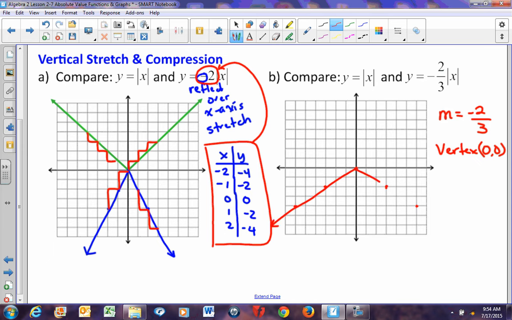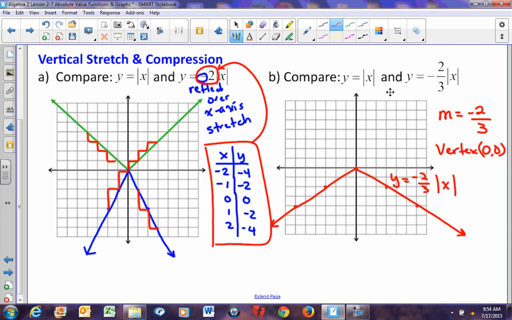And notice, since the fraction is a wider graph, the blue graph here on the left for letter A is a stretch, and the fractional graph, the red one, is a compression. So this is the graph of y equals -2/3 absolute value of x. And so once you can find your vertex, absolute value graphs are actually very, very simple to graph.